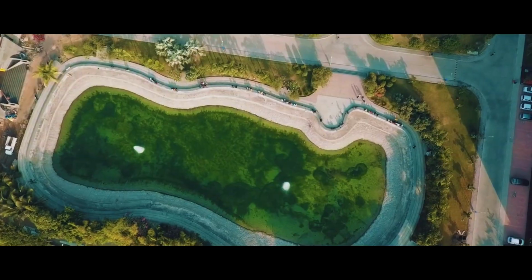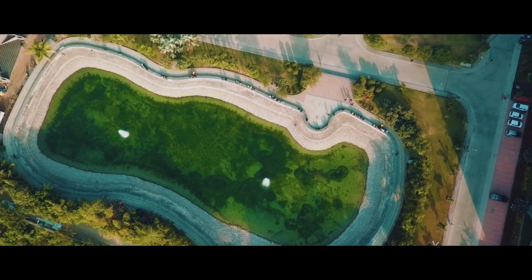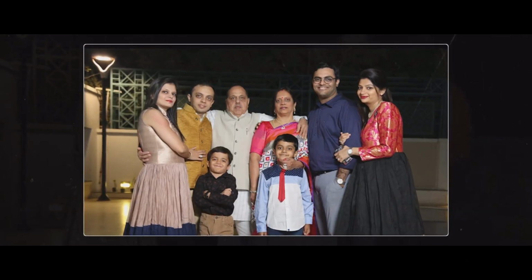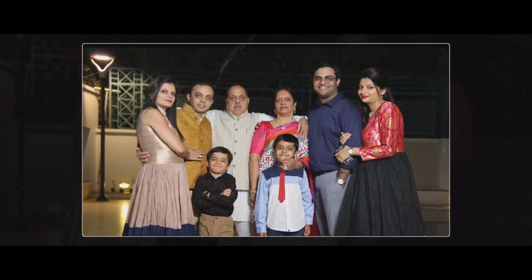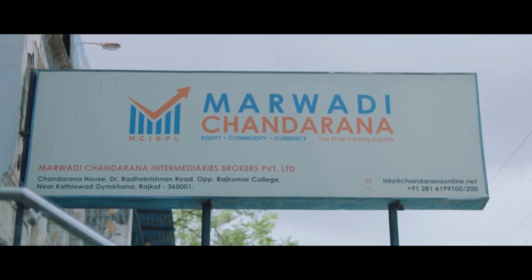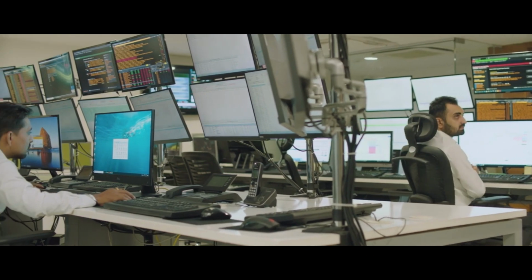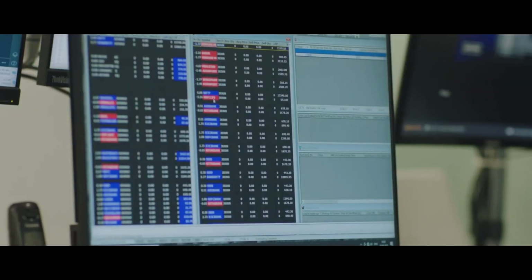So Marwadi Chandarana Intermediaries and Brokers Private Limited. That entity is in partnership with the Chandarana family, Jeetubhai Chandarana, Nishit Chandarana and Amish Chandarana. So that's about proprietary and algorithmic trading, where we've got about 1,500 plus traders directly, indirectly working with us.